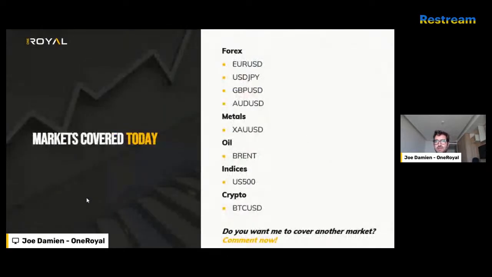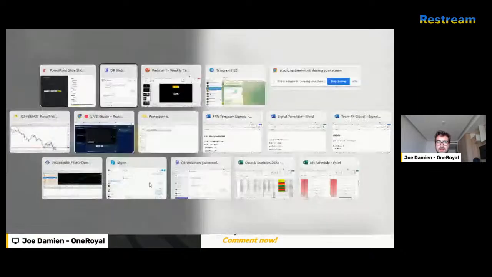As always, we have those assets that we will cover, starting with forex, moving to metals, oil, indices, and finally, we will analyze BTC in crypto. Let's move to MT4 and start our analysis.